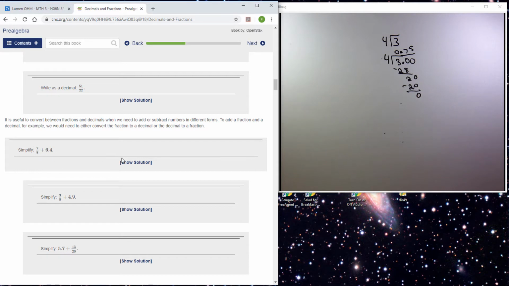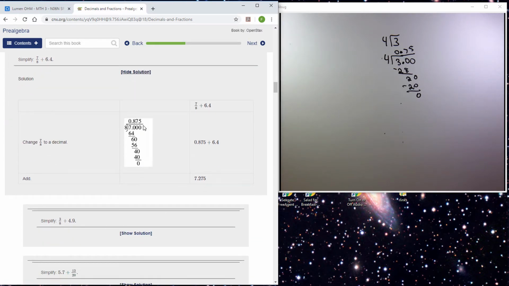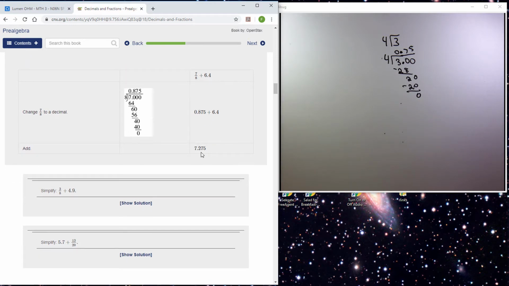In this case here, they want us to add these two together. So what we can do is go ahead and convert the 7/8 to a decimal. Seven-eighths to a decimal here. And then you add them together.